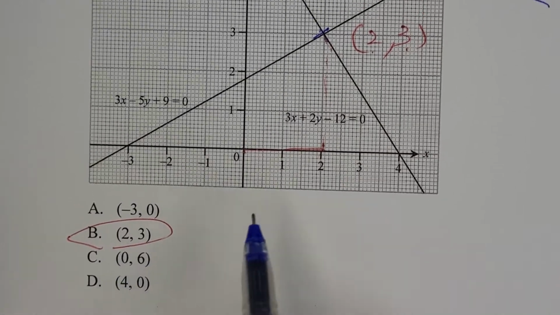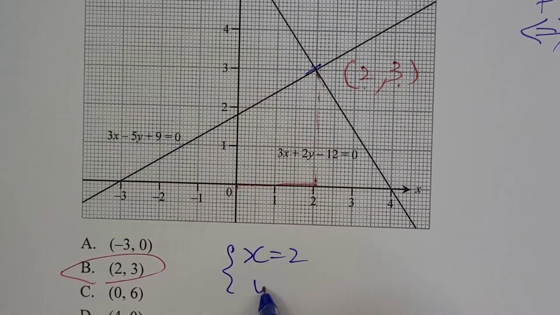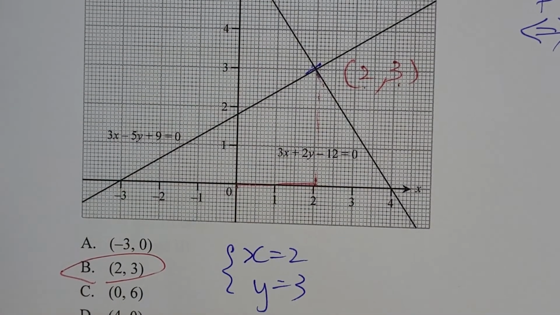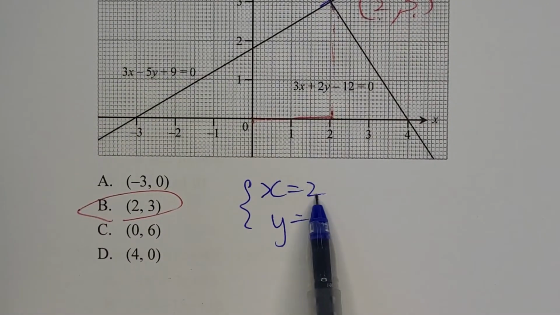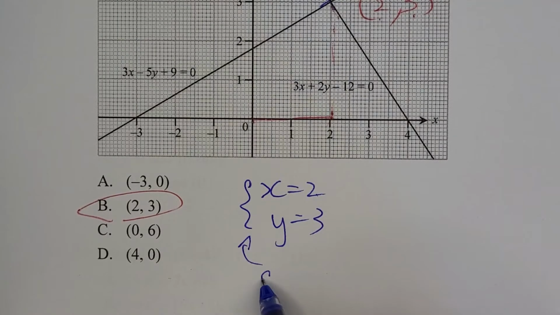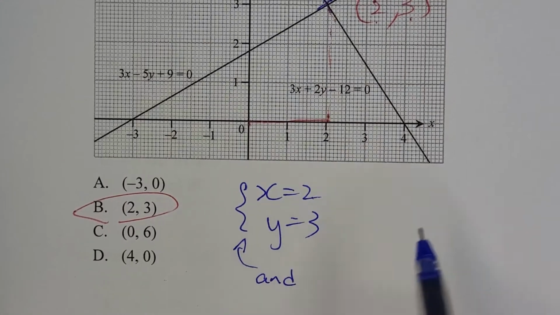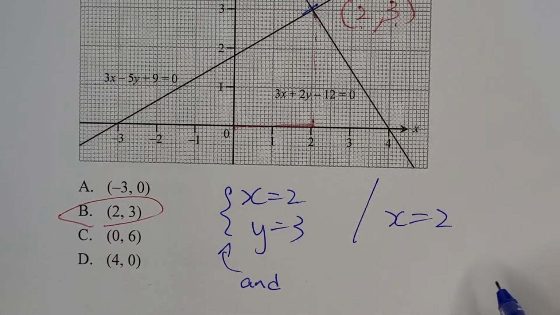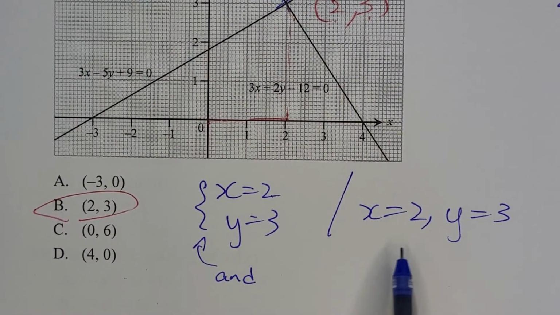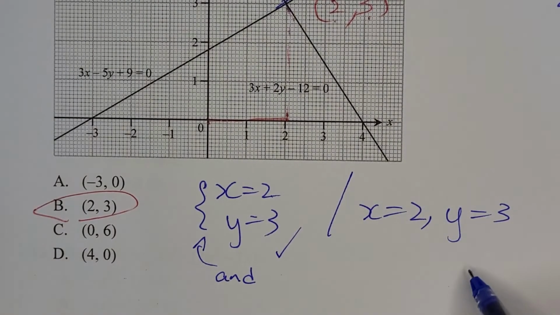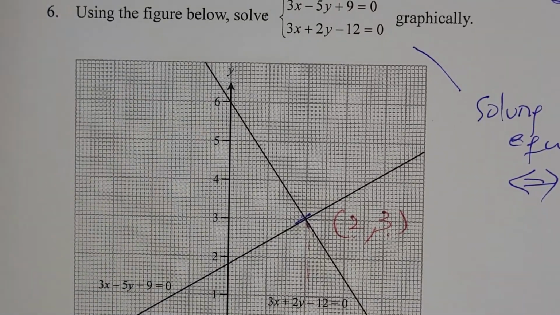And this point 2, 3 means when you solve the simultaneous equation, x equals 2 at the same time y equals 3. Okay? That's the solution of this simultaneous equation. X equals 2 at the same time, this symbol means and. You must have this big bracket. Some of you may write down something like this: x equals 2, comma, y equals 3. It's not quite good, this is not preferred. We prefer this one. Alright? So that's the solution of question number 6.